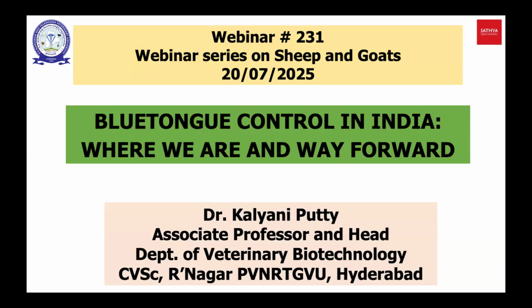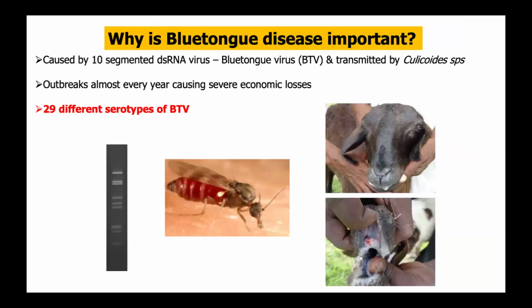Our topic is bluetongue control in India, where we are and how we can go ahead with the current situation of the vaccination in India. I know everyone knows about the disease, but to discuss the points I am laying out in the coming slides, I just want to cover the basics of why bluetongue disease is important.